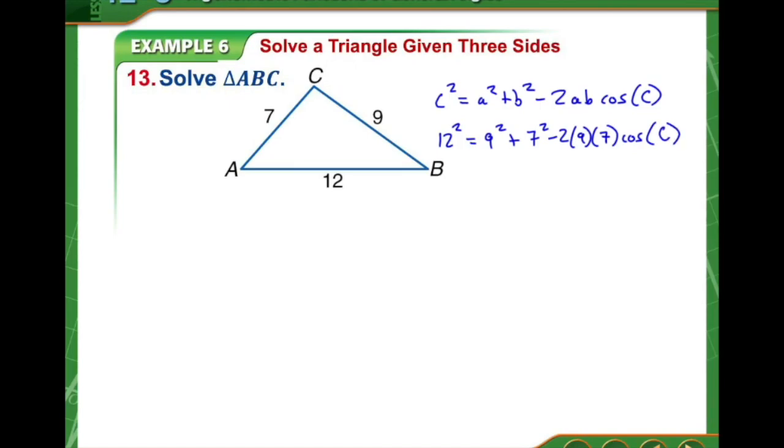So we got to work backwards. We're going to simplify where we can here first. So 144 for the 12 squared. 9 squared is 81. 7 squared is 49. Negative 2 times a positive 9 is negative 18. And then 18 times 7 is 168. All that times cosine of C. So we need to combine things together we can.